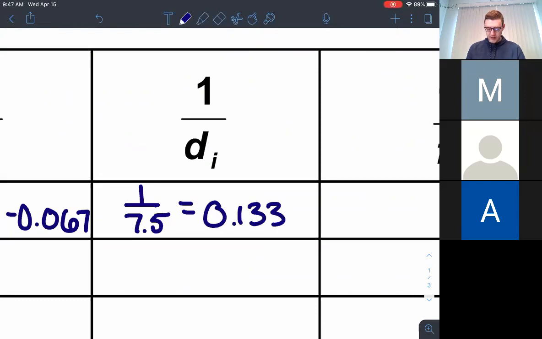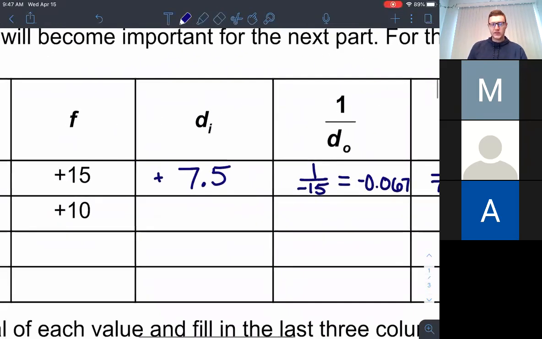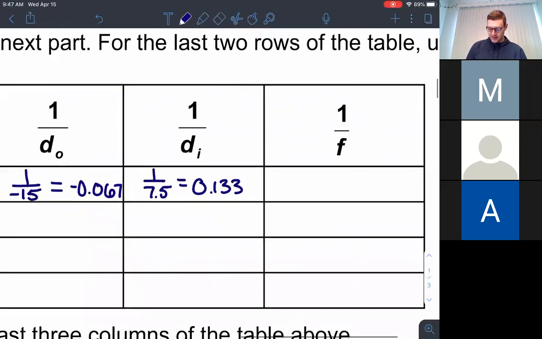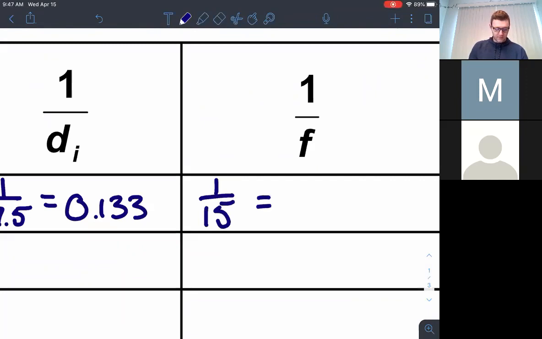And then the last one is 1 over F. So 1 over positive 15. 0.06 repeating 7.